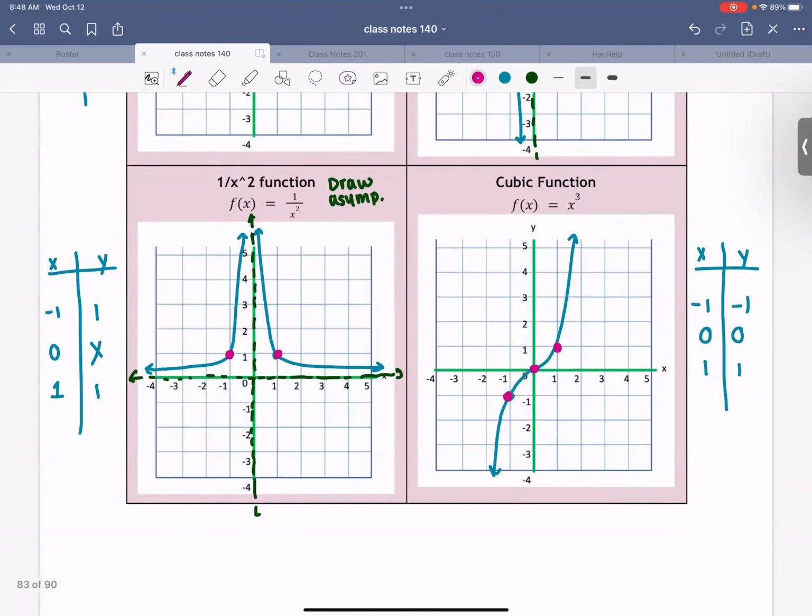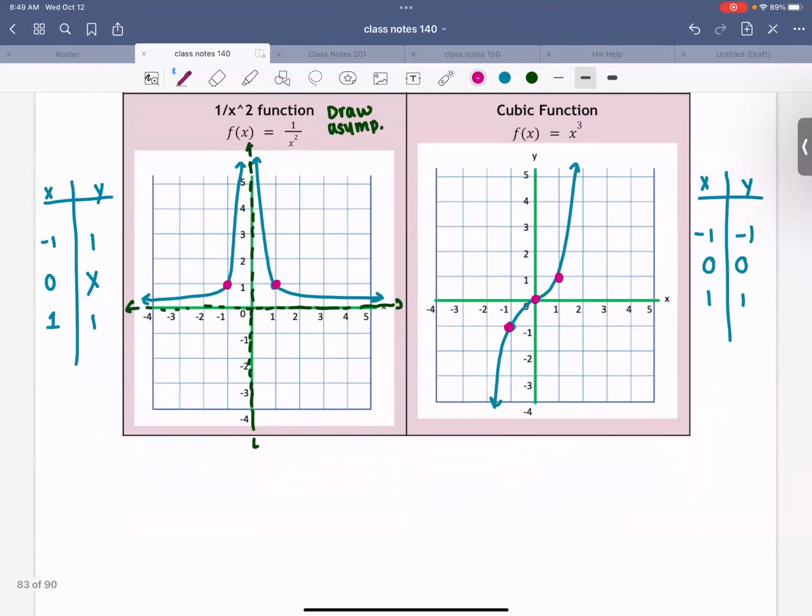So for example, like the 1 over x squared function, if I try to plug in 0, I get 1 over 0 squared, which is 1 over 0. If you just type that in your calculator, it's going to give you an error symbol. So it's going to say error. Just try it in your calculator. If it doesn't work, then it's not going to happen at 0. Does that work?